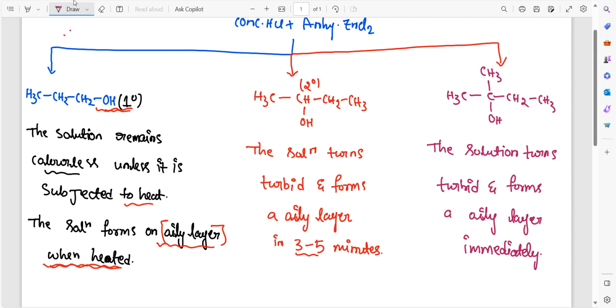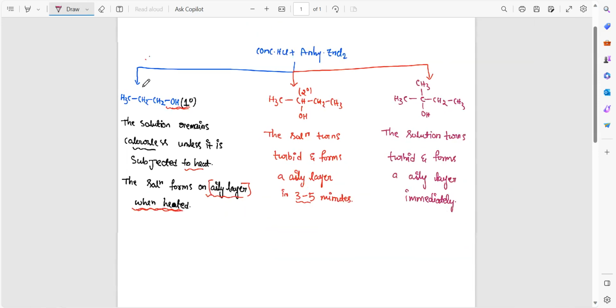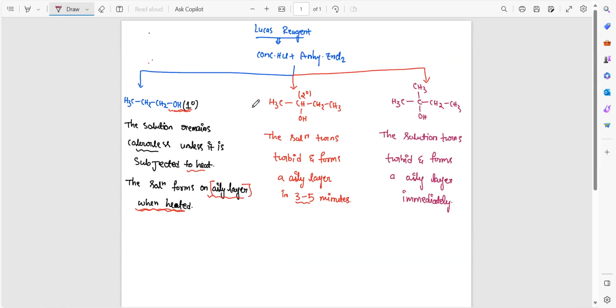So we observe the comparison that when Lucas reagent is reacted with primary alcohols, it forms an oily layer only when it is subjected to heat. But in the secondary case, it forms an oily layer within 3 to 5 minutes. But in the tertiary case, it immediately forms the oily layer. So this is the differentiation of primary, secondary, tertiary alcohols by using Lucas reagent.